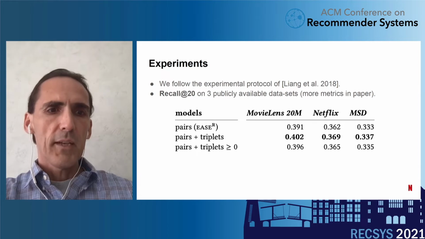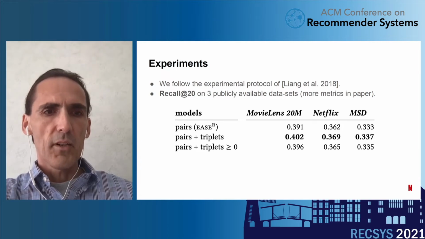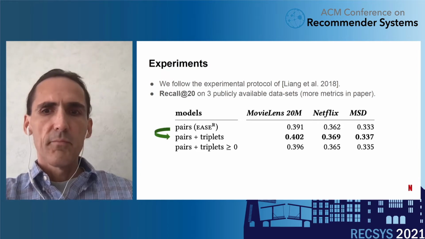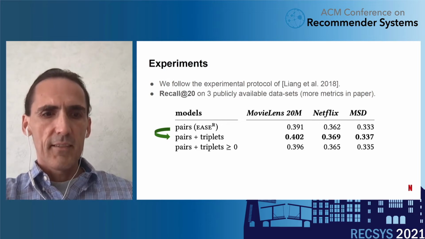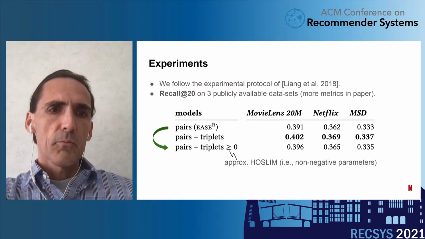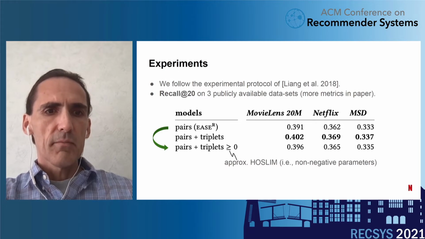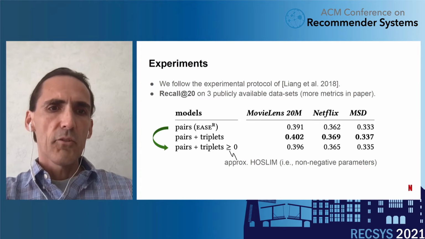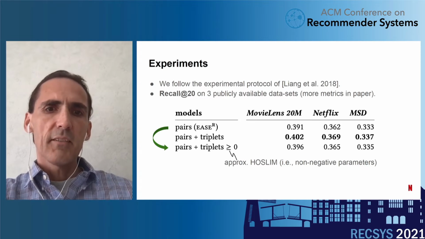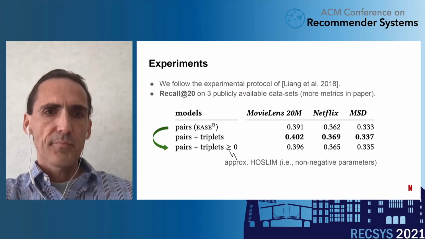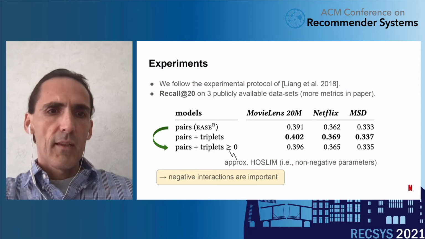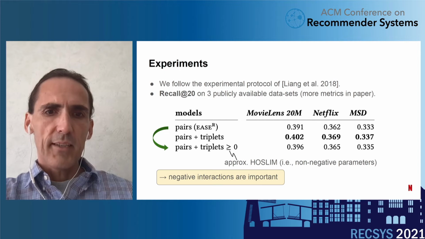When we compare the baseline pairwise EASE model with the higher order model, we can see that there is a considerable increase in the ranking accuracy in all 3 data sets. On the other hand, when we constrain our higher order triplet relations to be non-negative, like in the HOSLIM model, we can see that the gain is only about half as large. So this shows that using negative interactions is very important in practice.